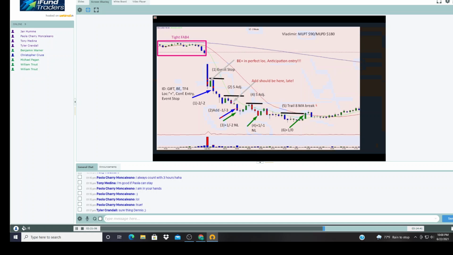But no, actually, there's nothing in the checklist that tells you to adjust your stop. So you just let it go against you without any problem.